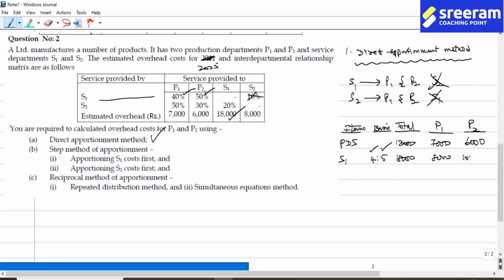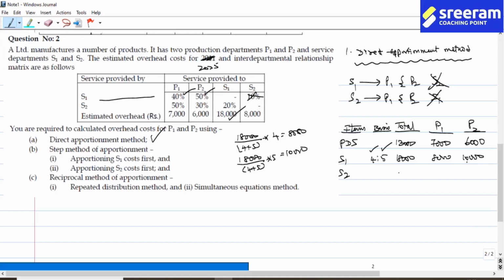8,000 and 10,000. See, at CA intermediate level, don't ask us how 18,000 is getting distributed. What is the computation that is involved? But under examination conditions, you have to show that 18,000 divided by 4 plus 5, 9, multiplied by 4 should give you 8,000. Similarly, 18,000 divided by 4 plus 5, multiplied by 5, should give you 10,000. In a time where time is really a scarce commodity, let us not spend time on these computational aspects. I hope that you know how to handle it.